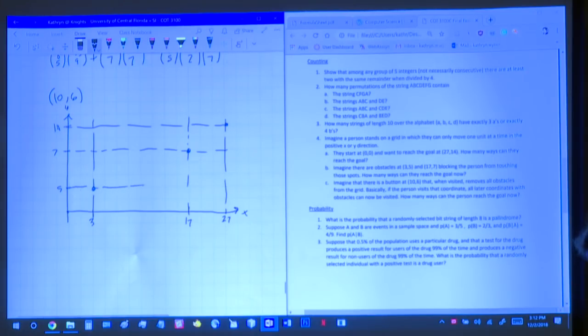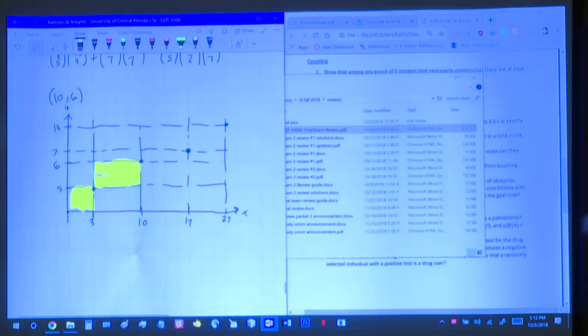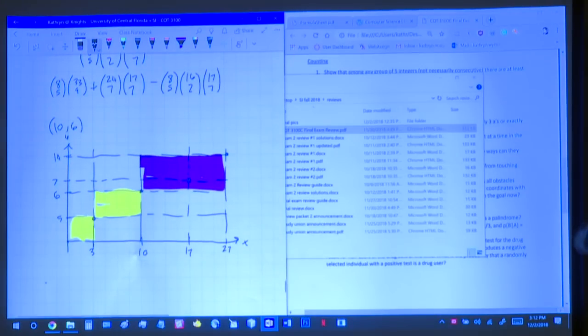But if they go to the space at 10,6, they can now go to this space or any other space. So they still can't go to these spaces, but if they go here, then they can go anywhere. I'll make it pink if we go here. So basically we can use the same answer from before.